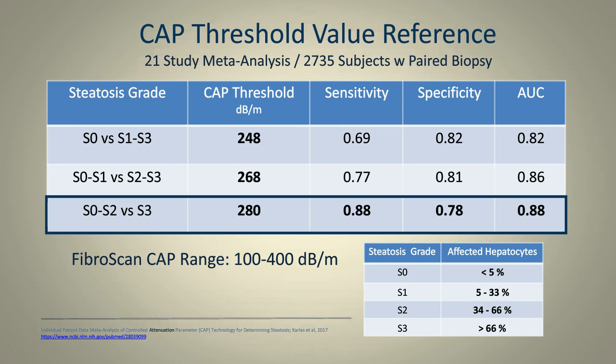It doesn't absolutely mean that a patient doesn't have fatty liver if it's 270 or 260, and it doesn't mean that they absolutely have to have fatty liver if it's 290 or 300. This just gives us the best bell-shaped curve for what fatty liver would look like at 280. So this is what I use in my clinic to tell people that they are likely to have fatty liver or unlikely to have fatty liver.